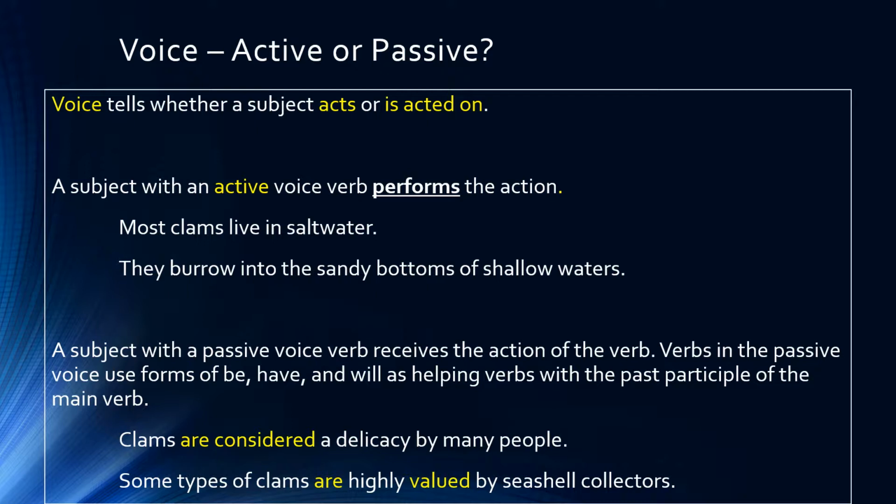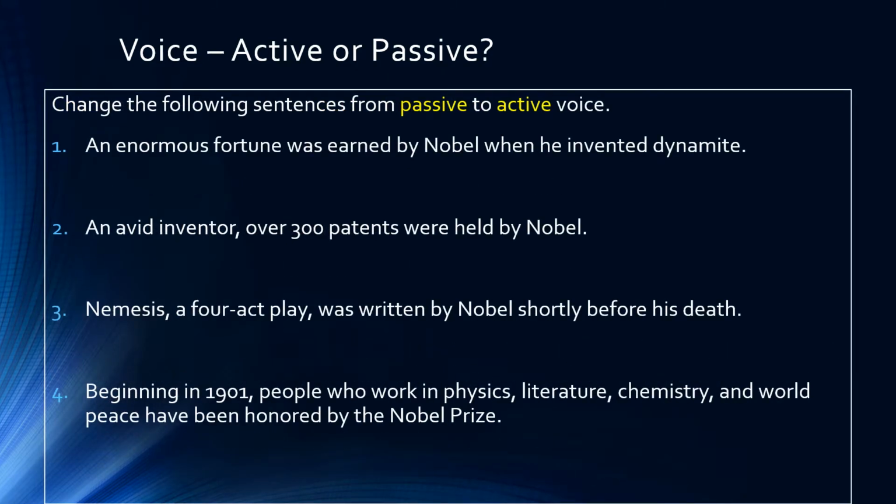Some types of clams are highly valued by seashell collectors. Clams are valued. It's not something that they're doing themselves. It's something that is being done to them. They are being valued by seashell collectors. So, active voice means that the subject is doing the acting, and a passive voice means that the subject is receiving the action of the verb. In these four sentences, what I want us to do is change the following sentences from a passive voice to an active voice.